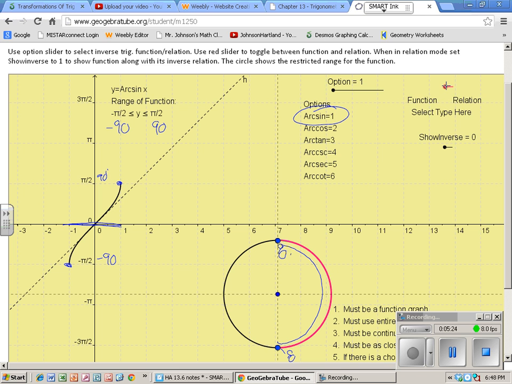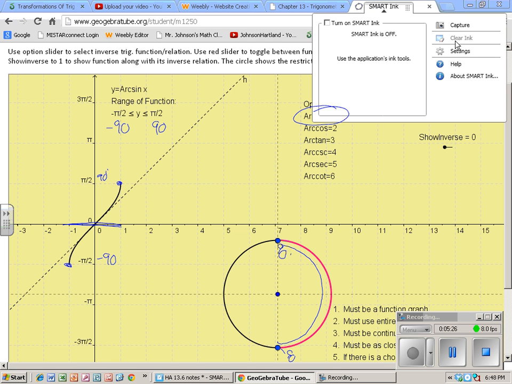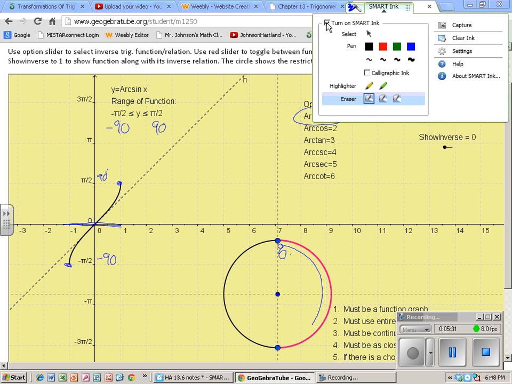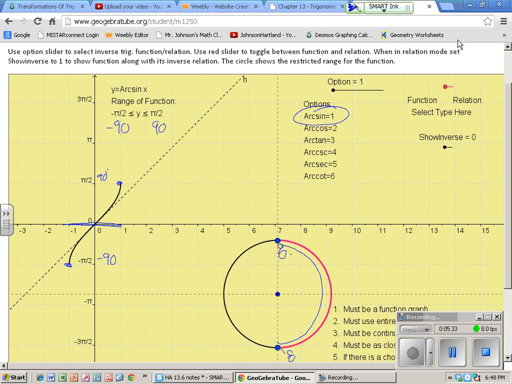Okay, let me, again, clear the ink. Why is this not working? Oh, there we go. I hope. Oh, this board drives me nuts. There we go. Clear the ink.